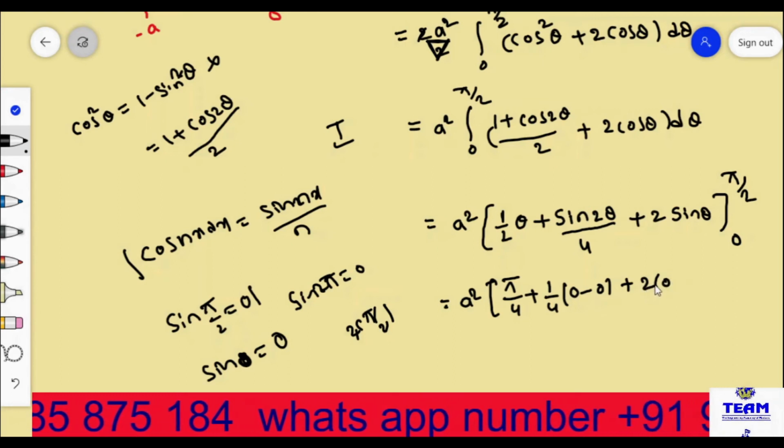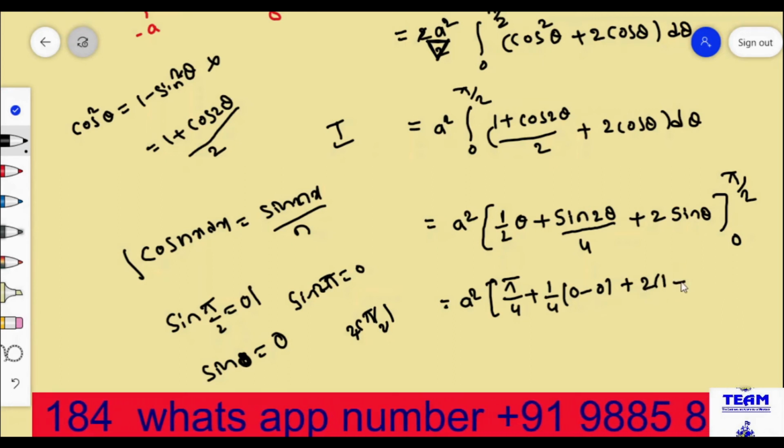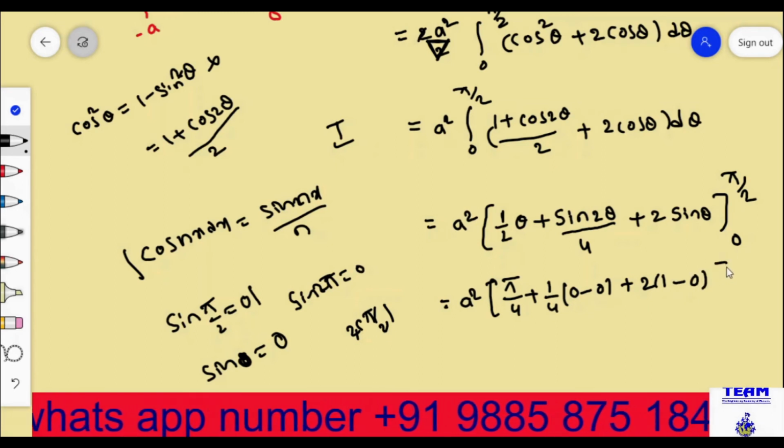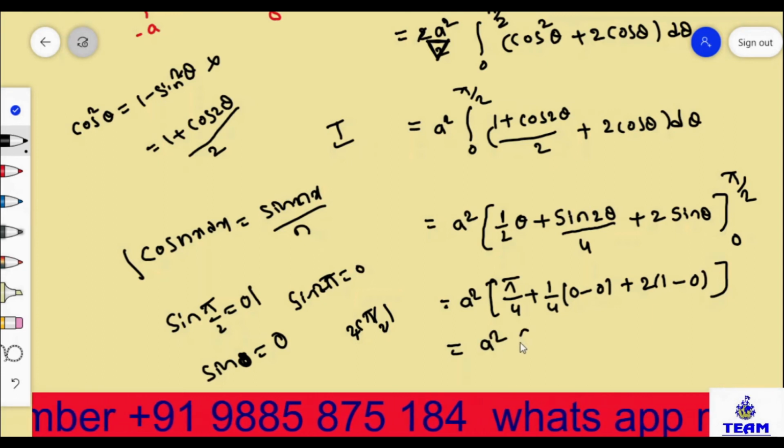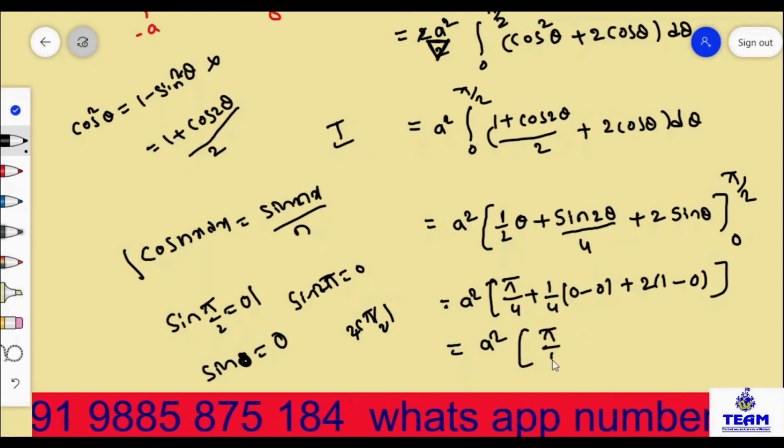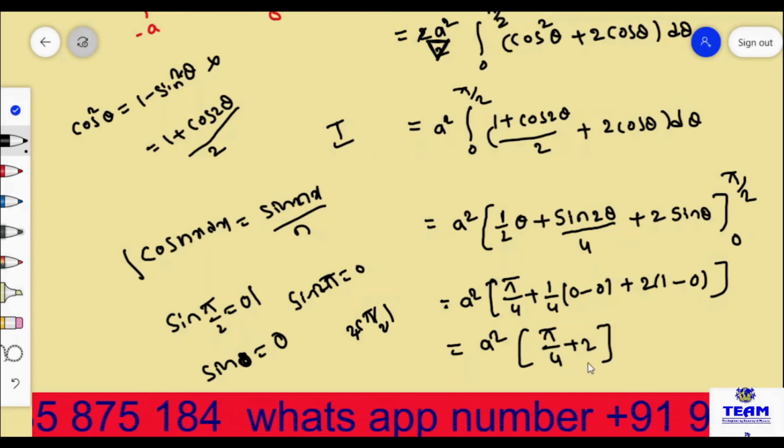First, what do you have? Upper limit means sin pi by 2 is 1, minus lower limit, which is 0. That's it. You substituted everything here. So this is a square. Inside, what do I have? Pi by 4 plus 2.